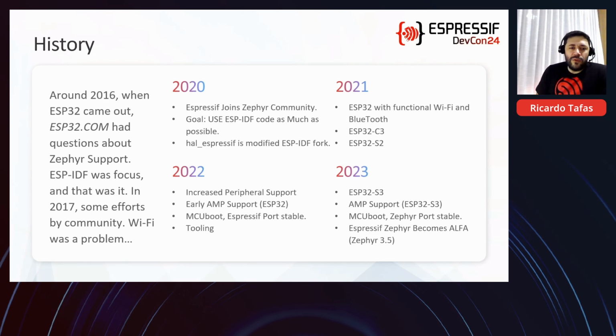In 2022, we focused on increased peripheral support. We started to have some questions about the second CPU core on ESP32, what we were going to do with it. We decided to use AMP. It seemed to us that it was a different application from the other operating systems that we had that already worked with SMP. We started to work on the MCUboot Espressif port.